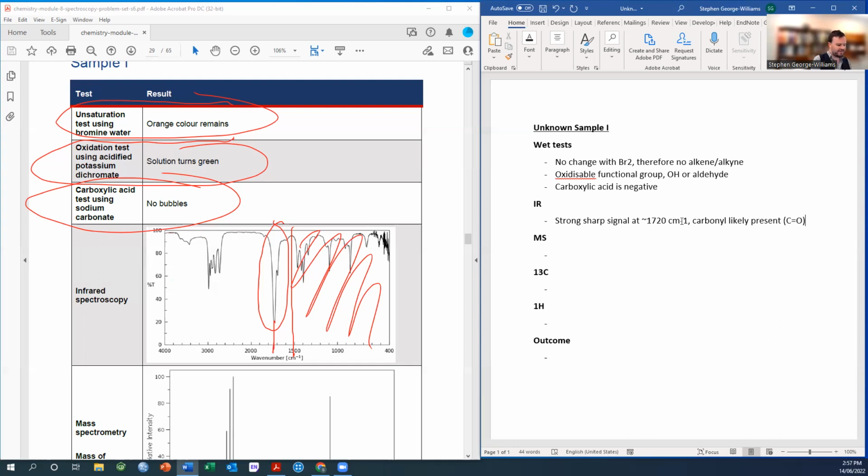The only other thing mildly of interest is at about 2900. I would call that a medium signal. It's not particularly much of anything. Relatively sharp at about 2900. And like all of my organic molecules, that's just telling me I have CHs around. Nothing particularly to gain from that.